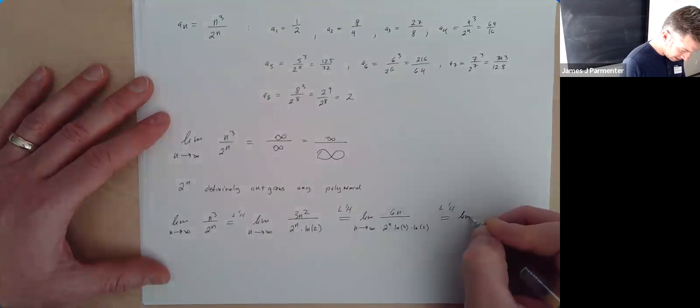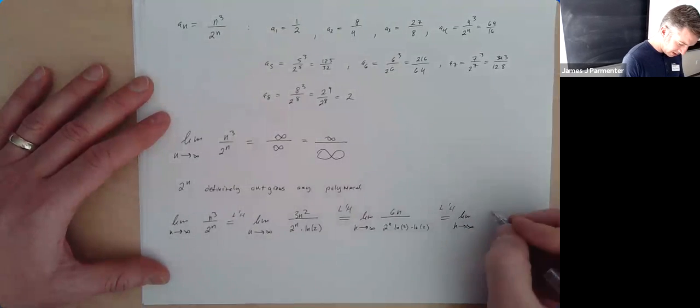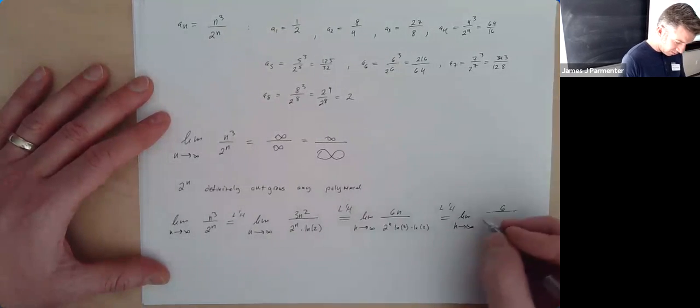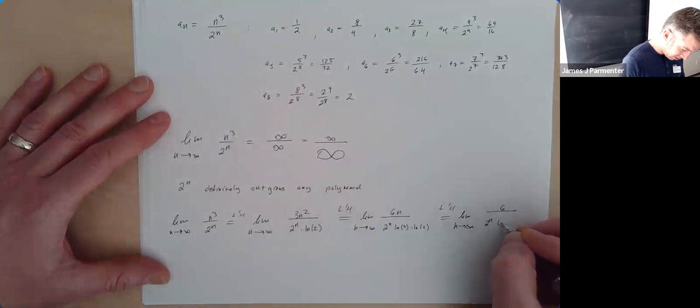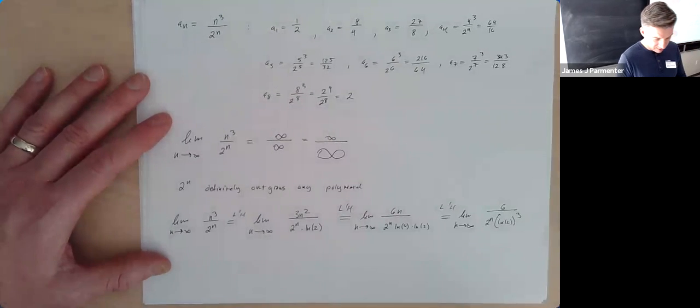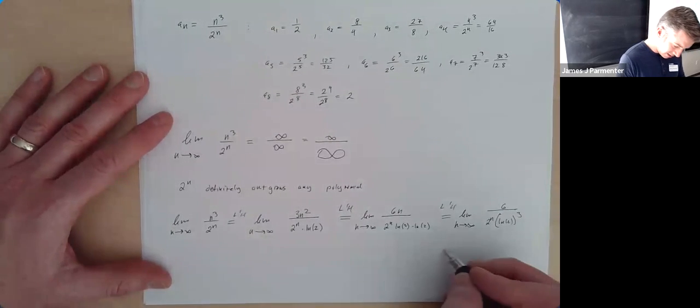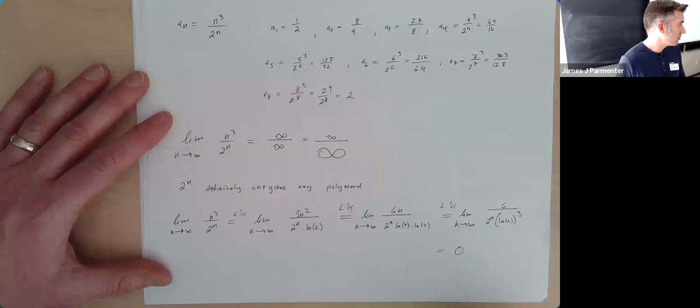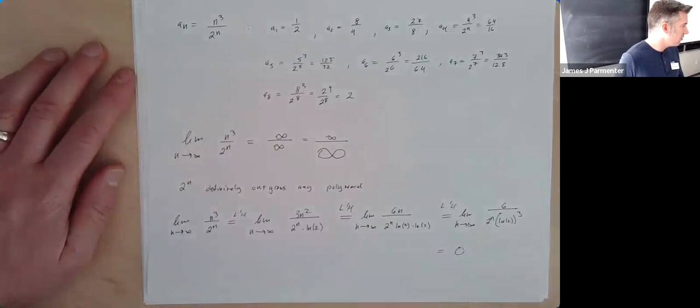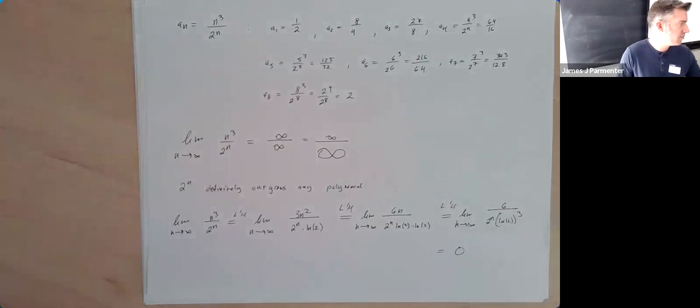And we get the limit as n goes to infinity of the derivative of 6n, which is just 6. And the derivative of 2 to the n one more time is going to multiply by another natural log of 2, so we have the natural log of 2 to the third power. And then you have 6 over something that's going to infinity, so that's going to go to 0. Kind of annoying, but totally fine.